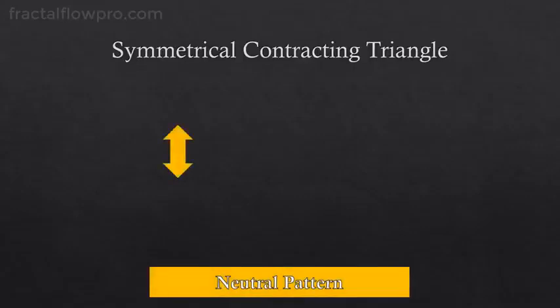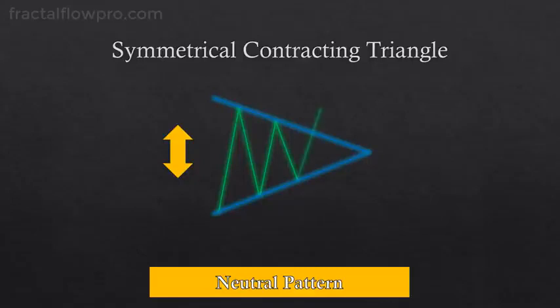Beginning with the symmetrical contracting triangle, we have upper and lower lines that converge to each other, so this pattern implies a decrease in volatility. If price breaks to the upside, the stop should be below the lowest low in the triangle or in a confirmed demand zone. And if price breaks to the downside, the stop should be above the highest high in the triangle or in a confirmed supply zone. The target should always be at least 3 times as big as the stop if you want to use this consistently in the long term.